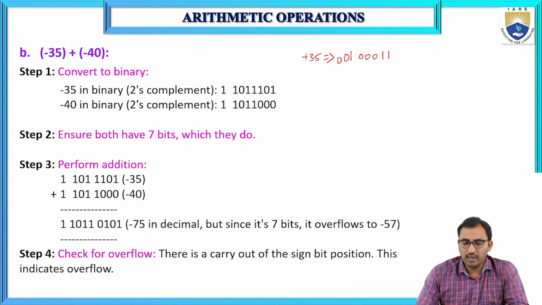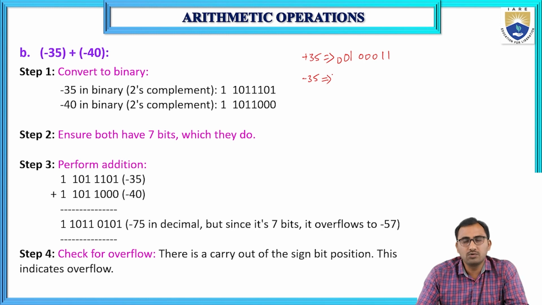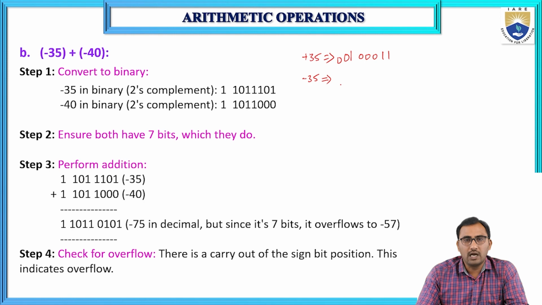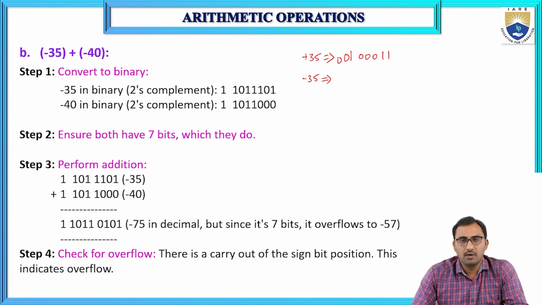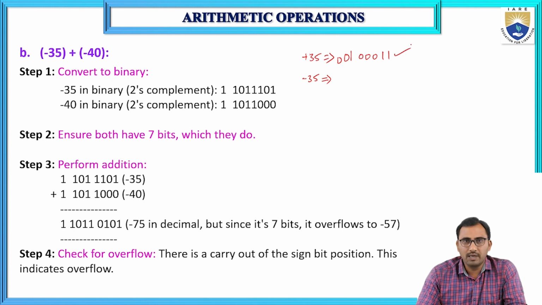So how can we write minus 35? The negative numbers are always represented in the 2's complement form. So 2's complement form means, see here, in order to get the 2's complement value, first we need to perform 1's complement, then we need to add 1 to that 1's complemented value, so that we will get the 2's complement value. So this is plus 35. For that we are performing 1's complement.